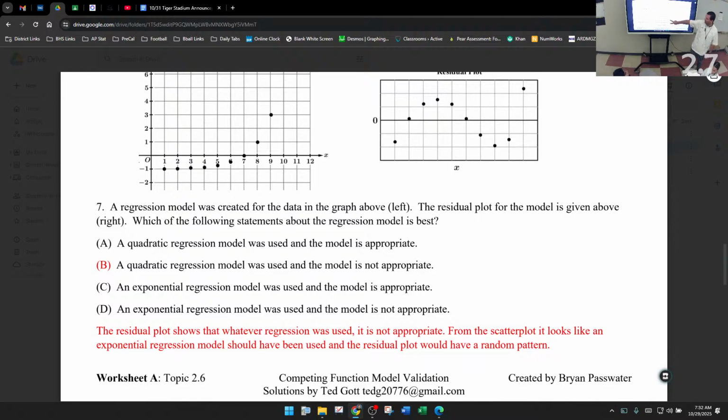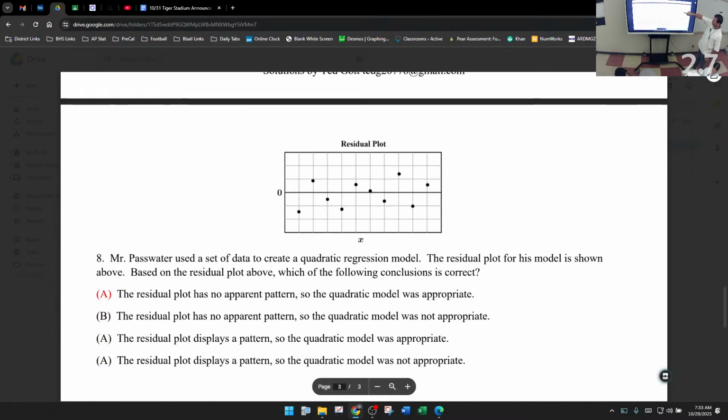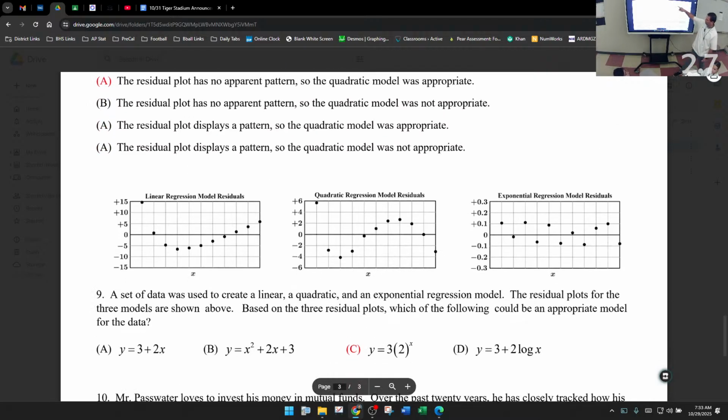The only two possibilities were B and D. Originally, I thought the answer was D because that's exponential. And, I mean, you guys are freaking smart, and every one of y'all said I should use an exponential. And then it looks like that, so that one was B. This residual plot's good. Because the residual plot has no apparent pattern, the quadratic model was appropriate. Because the residual plot's scattered. We want the residual plot scattered. That's a bad residual plot. That's a bad residual plot. That's a good residual plot.